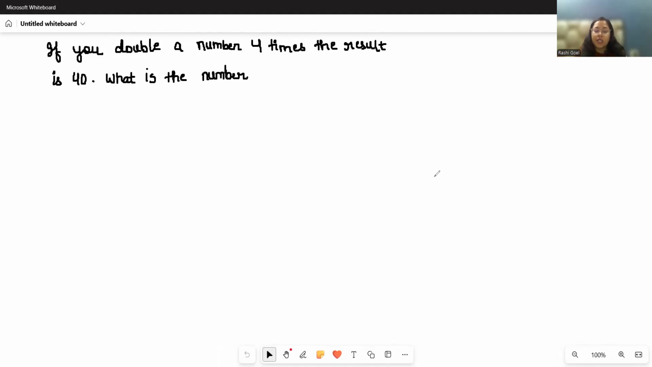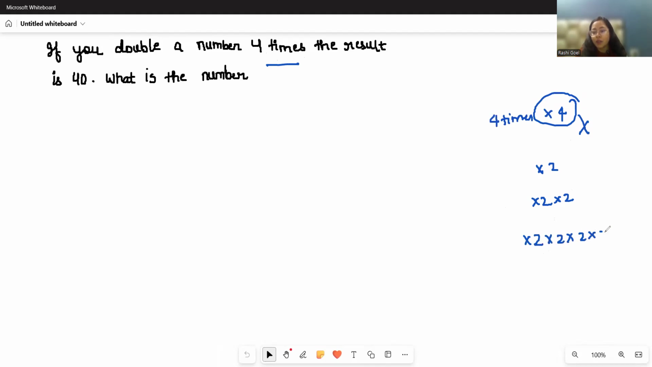So what common mistake do people make? They think doubling 4 times means multiply by 4, which is wrong. Doubling means multiply by 2. Doubling twice means multiply by 2, multiply by 2. Doubling 4 times, as given, means multiply by 2, multiply by 2, multiply by 2, multiply by 2. So doubling 4 times means multiplying by 16, not 4. I hope it's clear.